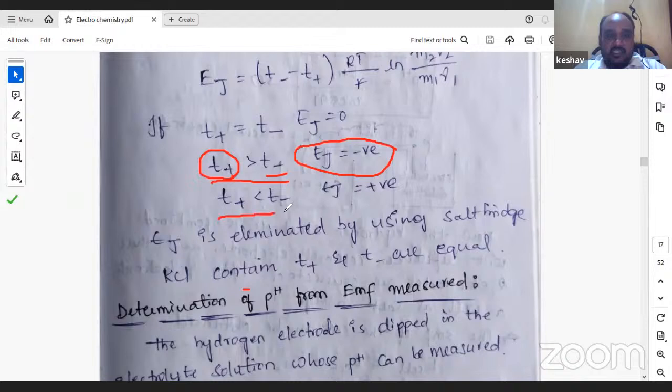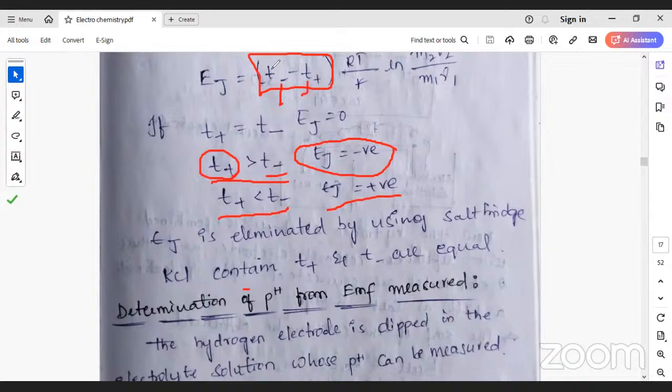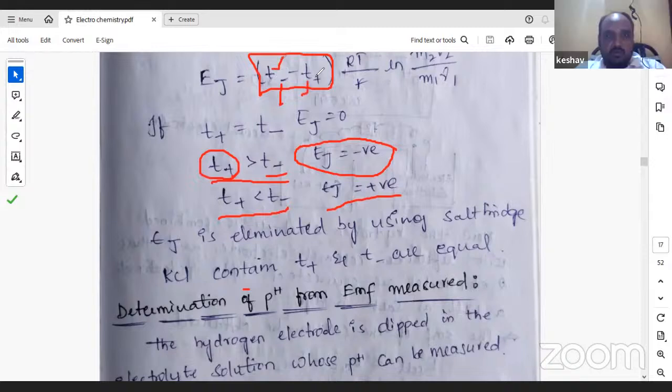If T plus is less than T minus, means negative ions transport number will be more. At that time, Ej becomes positive. ఏం లేదు, ఈ values ని ఇక్కడ substitute చేయాలి, right? When Ej is 0 means these two transport numbers are same. When T minus is more, more minus less, that becomes positive. Ej is positive. T minus is less, T plus is more, less minus more, that will give negative. Ej is negative, right? So this is the representation of liquid junction potentials with the help of its transport numbers.